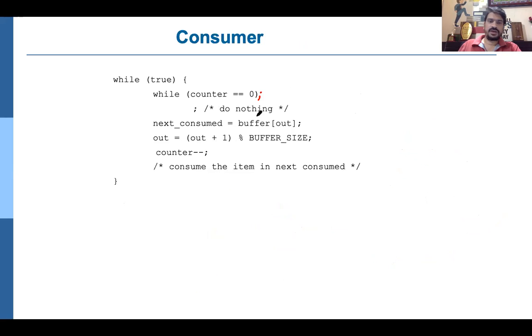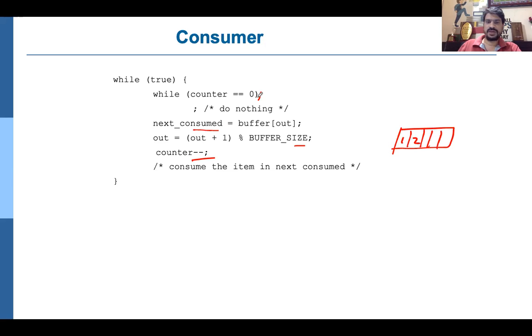In the same way, if we have a consumer, and if the counter is not 0, meaning the buffer is not empty, some data is there. So the consumer will consume the data, and it will make out plus 1. So up to the buffer size it will go and consume the data, and it will make the counter minus minus. It means that, let's say instead of 5 we have 2 data available.